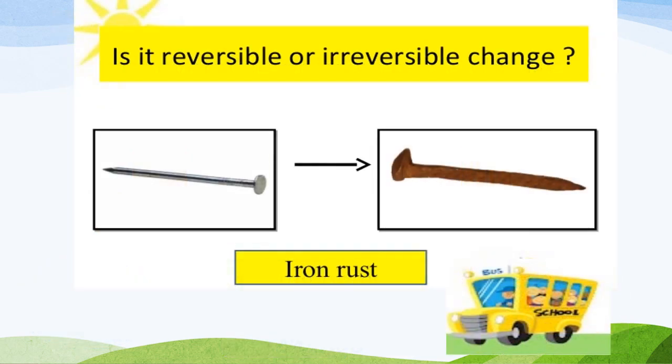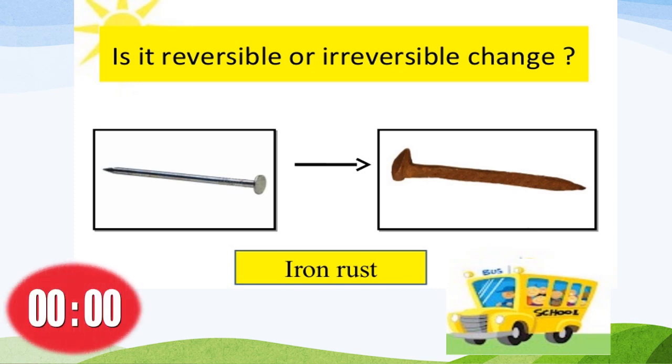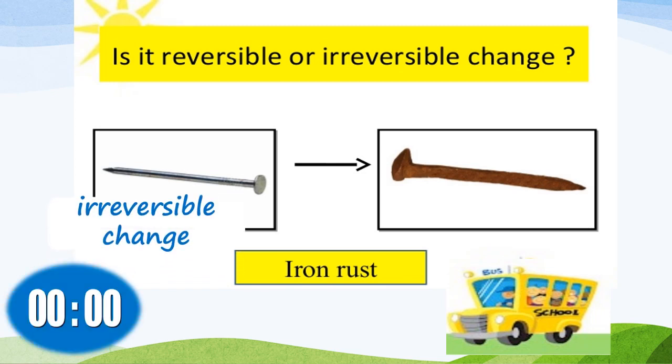Rusted iron. Think over it, it's somewhat difficult. What do you say? Okay, your time starts right now. 5, 4, 3, 2, 1, 0. Yes, you are right, it's an irreversible change.